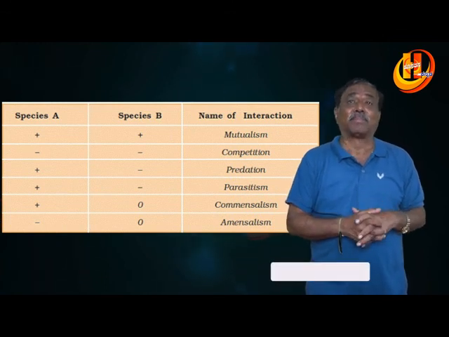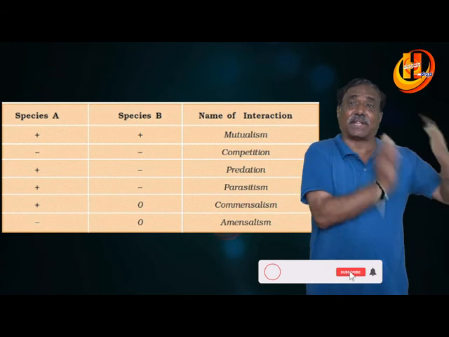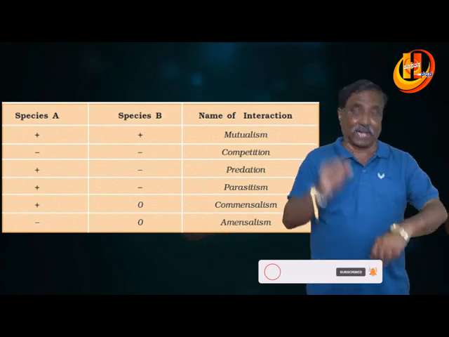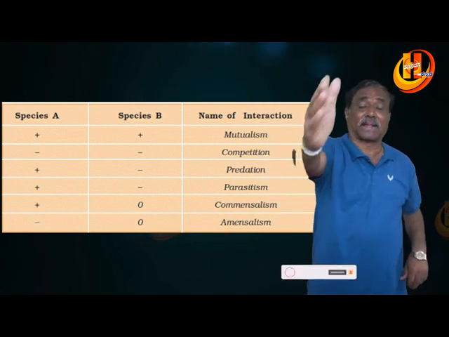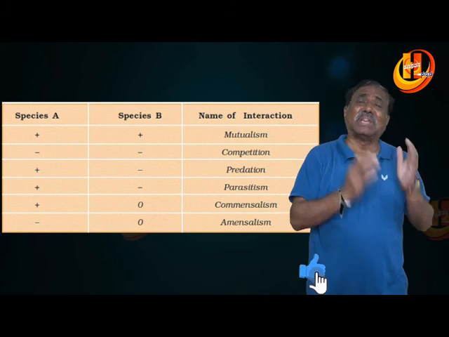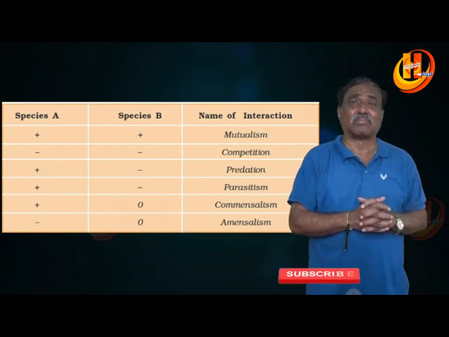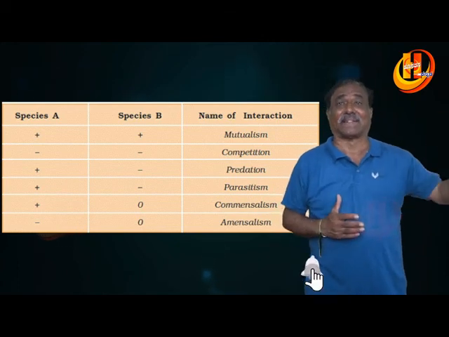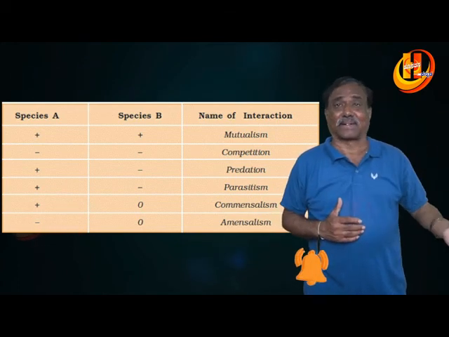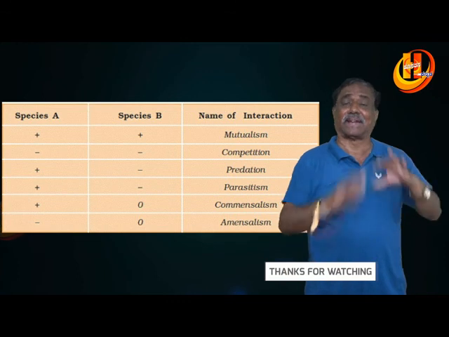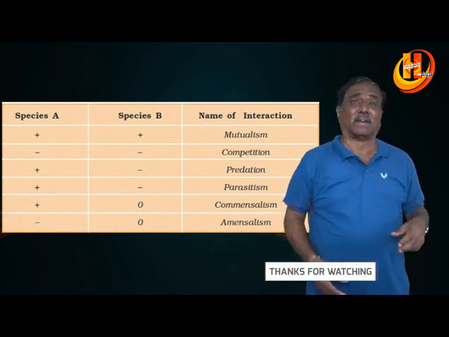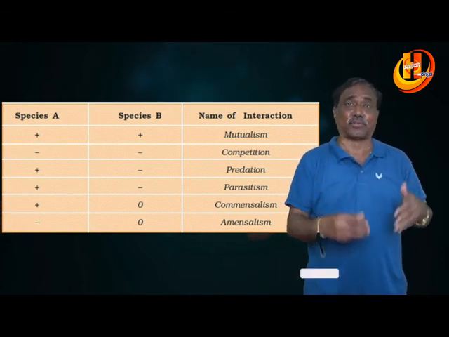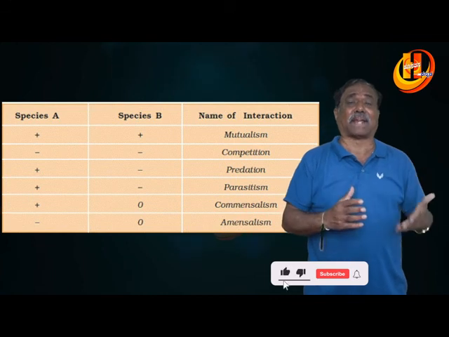Parasitism means plus minus, where one is benefited and the other one is severely affected. In parasitism, there are ectoparasites and endoparasites. Ectoparasites, lice, bugs, etc., are ectoparasites. Mosquito is not a parasite because it does not depend upon the blood for its food. It is not a parasite at all.